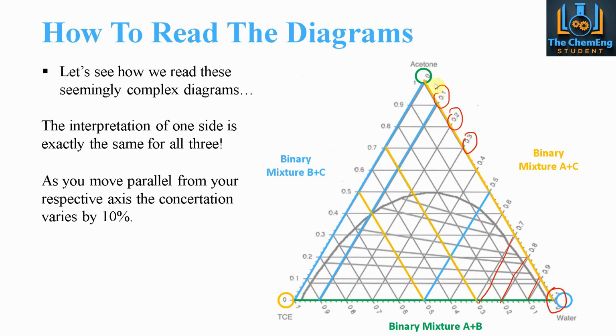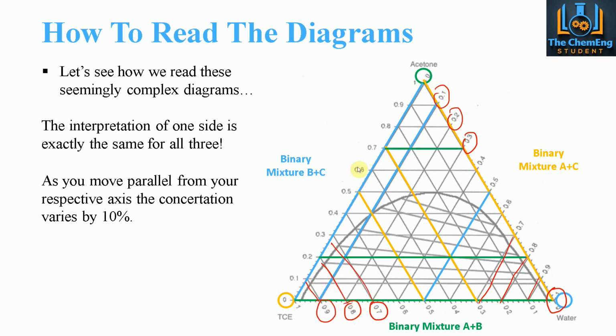So if we consider the TCE, then at this point here we have 1, so that would be 100%. But as we move away from the TCE, i.e. as we head towards the binary mixture of A and B, then you can see that the concentration decreases by a factor of 10%. So these lines, as we travel away, we decrease by 10%.